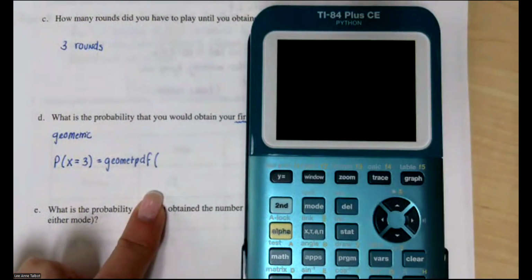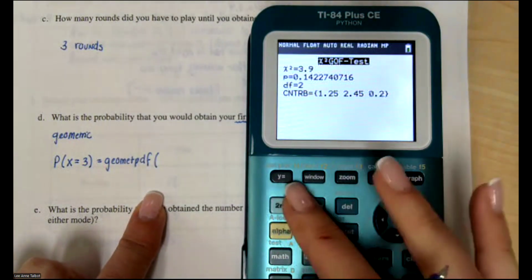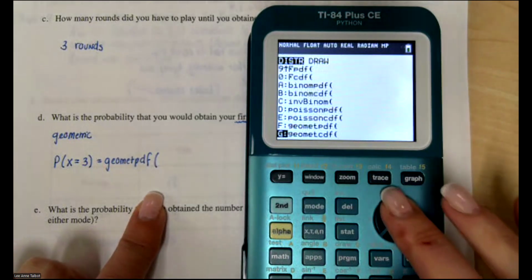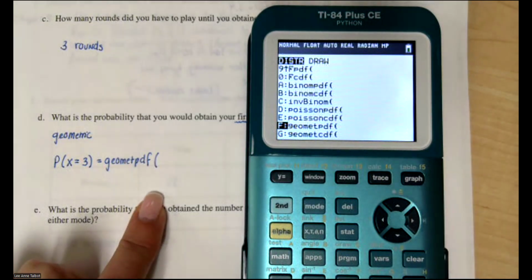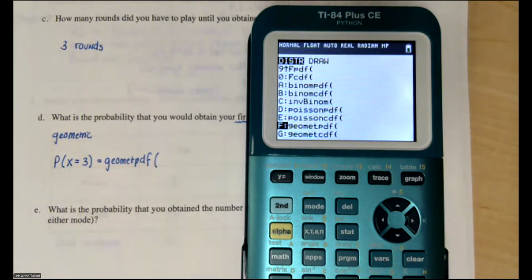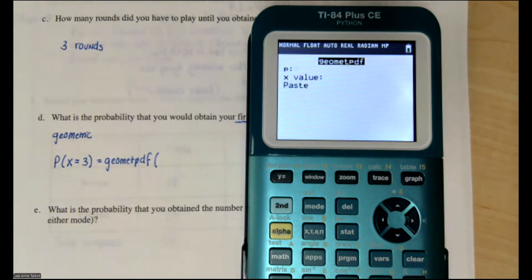Equals Geomet PDF. And what does Geomet PDF even want? I forgot. Mrs. Talbot, not only did I forget what we're doing now, but I forgot what we did in December a lot. I didn't actually. It was December.